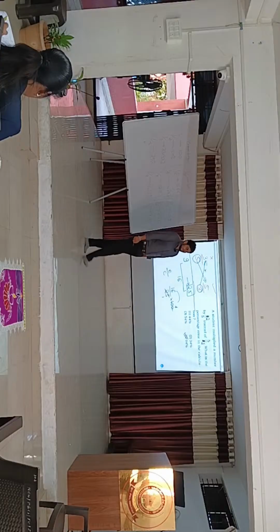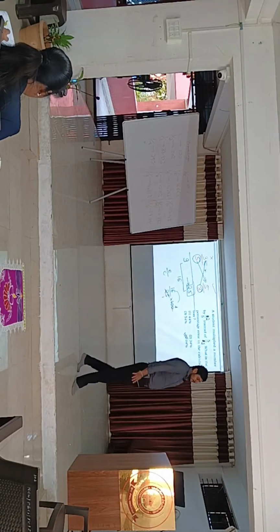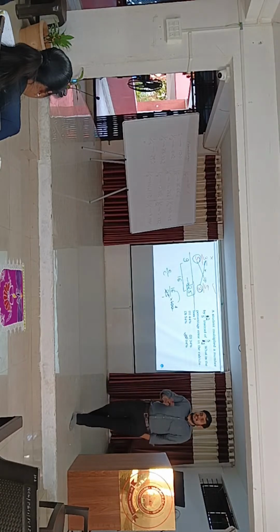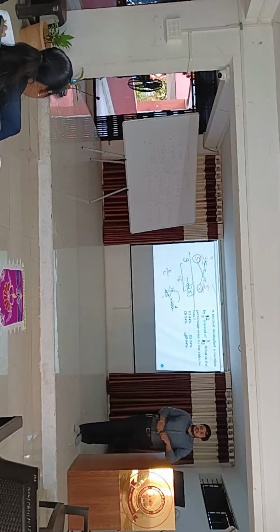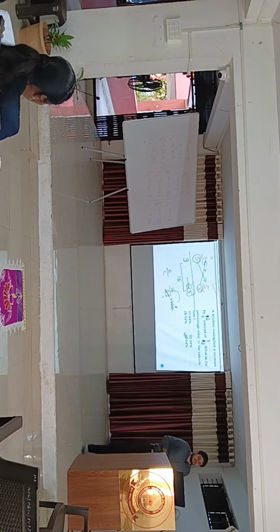84. 5 fives are 25, that is 4. And what is the error? 21 into 4, that is 84. That is your second answer.